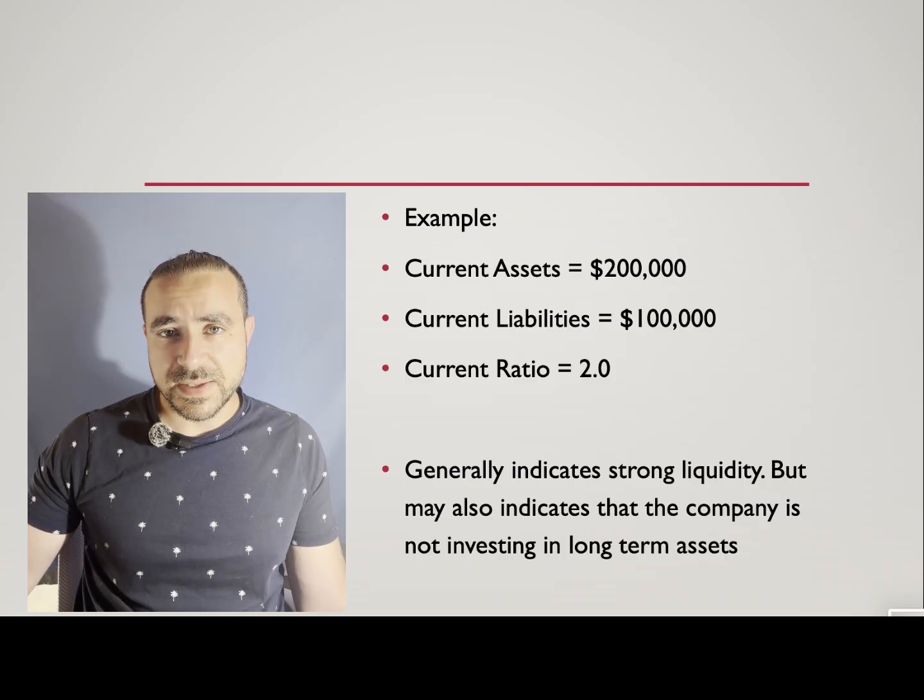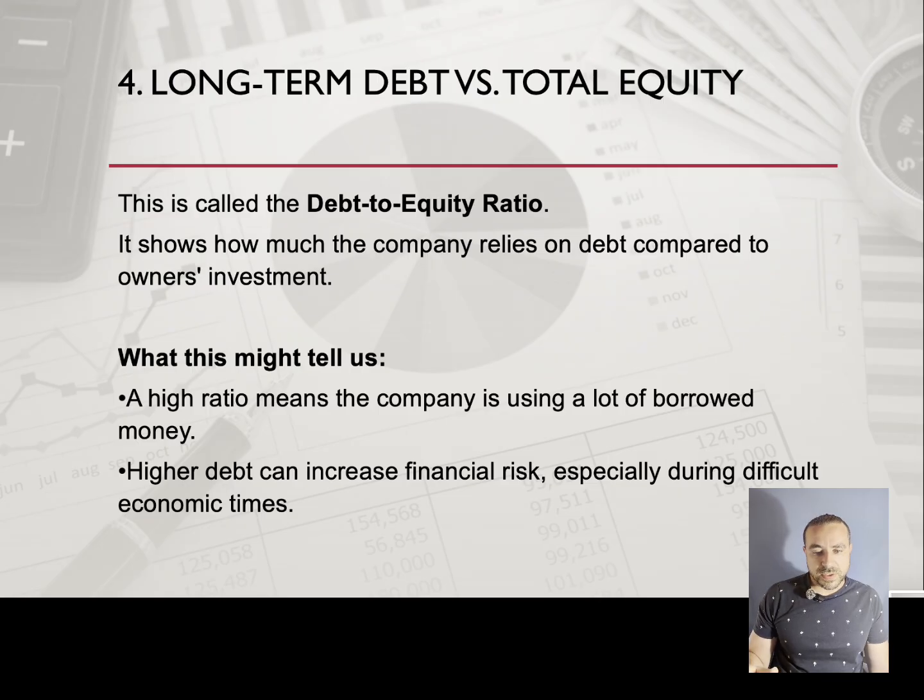production or long-term assets. The fourth point we will understand now is long-term debt versus total equity. This is called the debt to equity ratio. It shows how much the company relies on debt compared to the owners' investment. A high ratio means that the company is using a lot of borrowed money instead of relying on the investors' money. High debt can increase the financial risk, especially during difficult economic times.